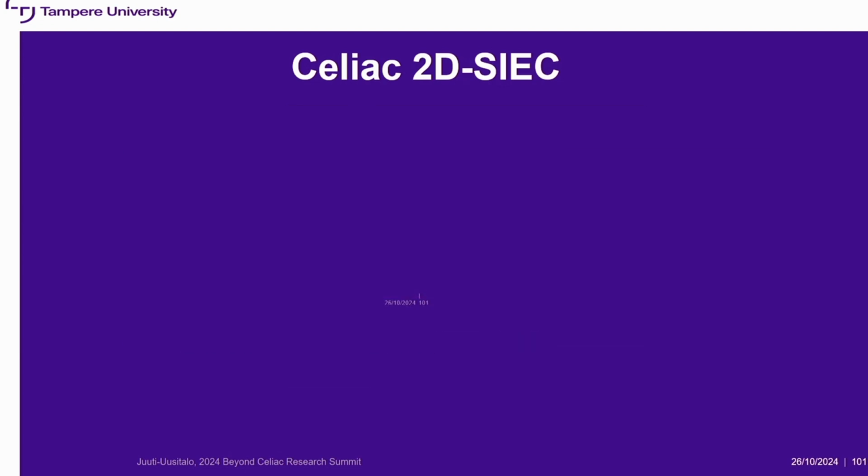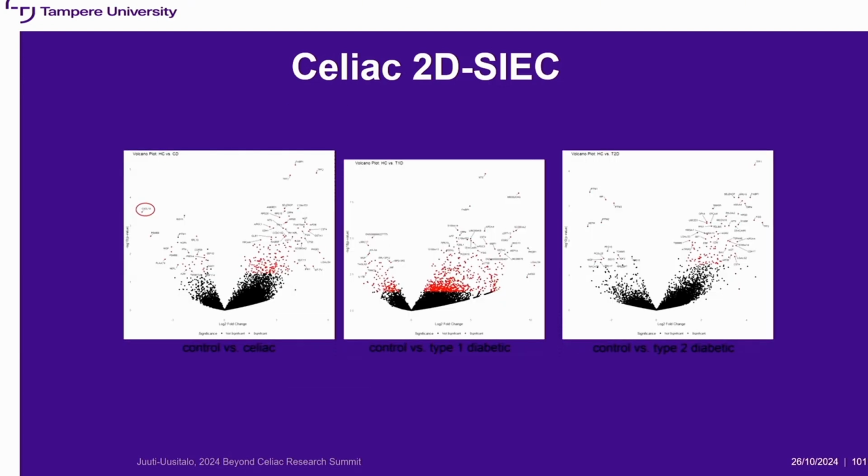And when we compared this, in the middle, on the left-hand side, there is celiac disease. In the middle there is type 1, and on the right-hand side type 2 cells, compared to the healthy control. We don't see such an effect, but we have to see whether that is true, because at least I'm a bit hesitant to say that that is true.